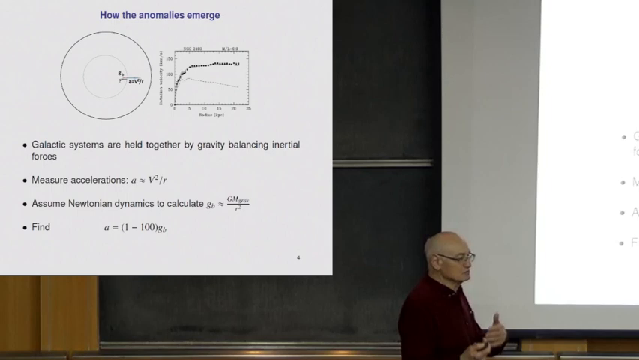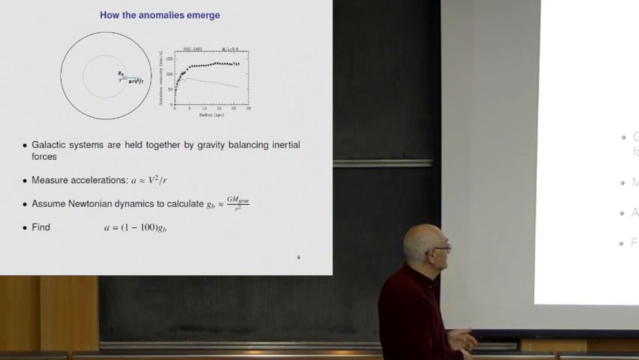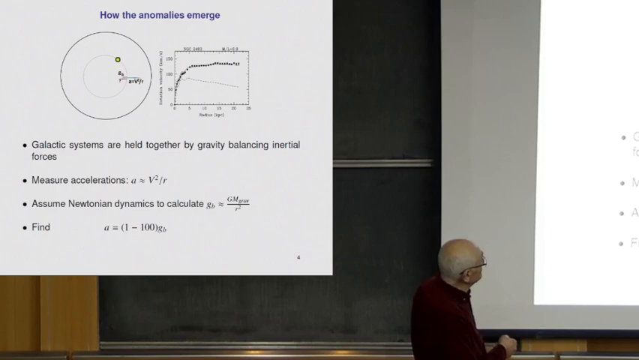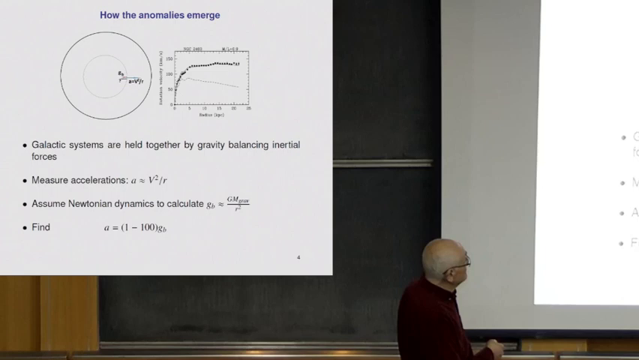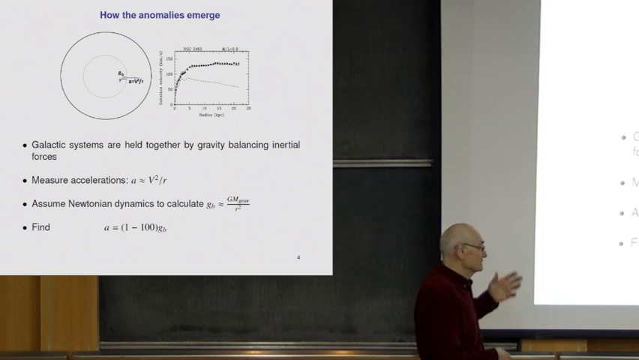You measure acceleration on one hand by, you really measure velocities, you don't measure acceleration. I mean, they happen on very long time scales, unmeasurable really. You measure velocities and you just convert them to accelerations. You assume Newtonian dynamics. This is the example I gave before. For example, when you do this for these galaxies, you measure the rotational speeds as a function of radius. V squared over R gives you the inertial force. You calculate g_B, which stands for the gravitational acceleration produced by baryons.